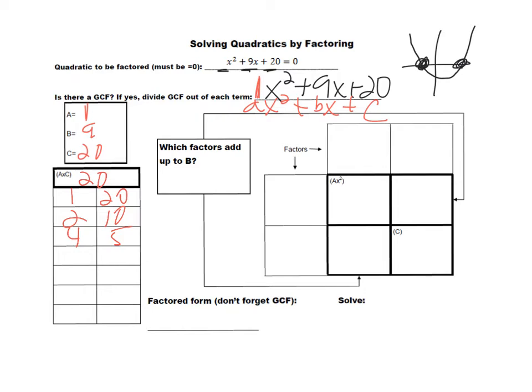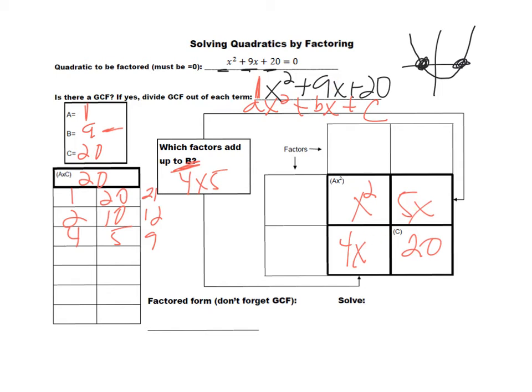Now, which ones of these factors add to give me that middle number? Well, 1 plus 20 is 21. 2 plus 10 is 12. 4 plus 5 is 9. And that's the pair we want, right? So 4 and 5 are the ones we want. So I'm going to take my x squared, so x squared goes here, and then the 20 goes here. Then we're just going to write 4x and 5x. Because you remember when we did the box method of multiplying, how we added those two up? They have to have the x, and that's where we got the 9 from.